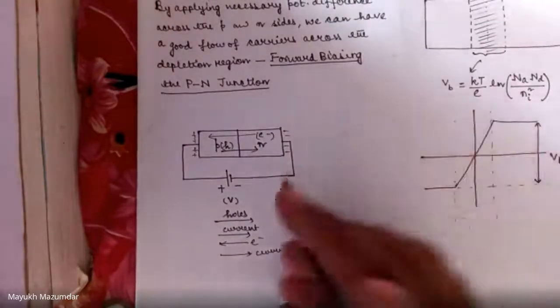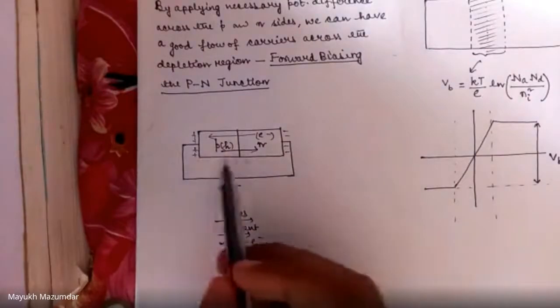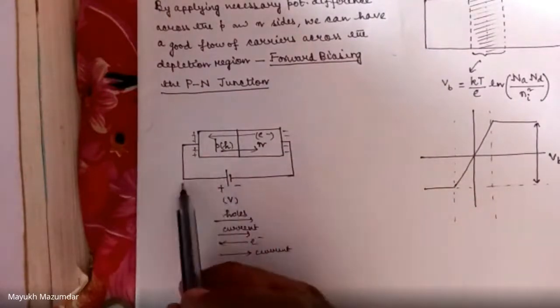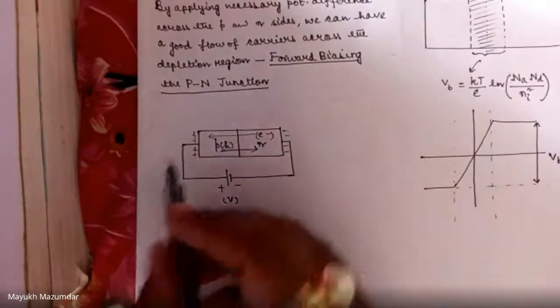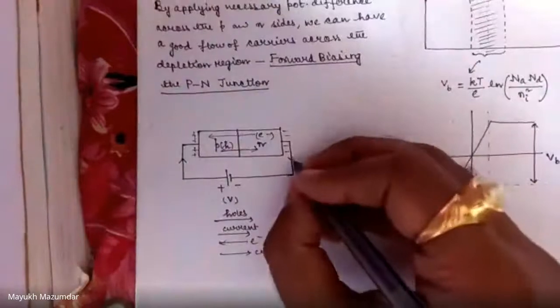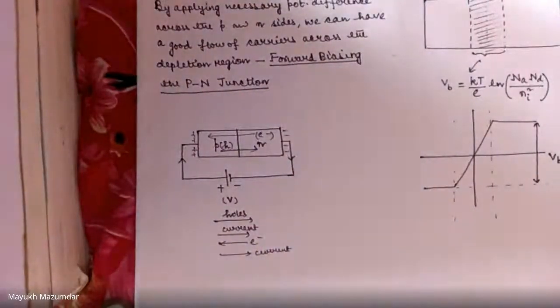So as a result, current is flowing from here to here, that is, from the positive terminal to the negative terminal. Compared to the previous case, when no external voltage was applied, in the open circuit condition, here we have a relatively very high flow of charges. Clear?